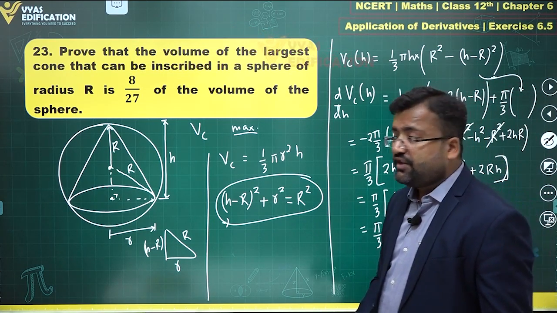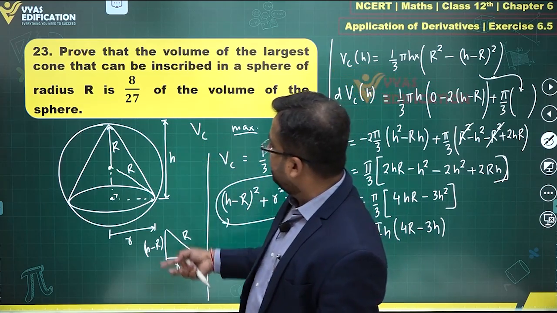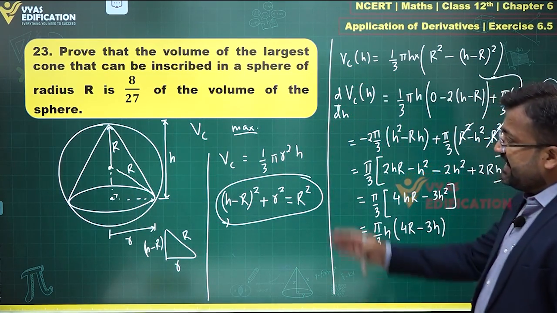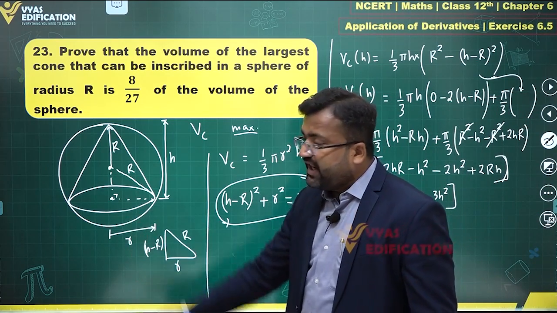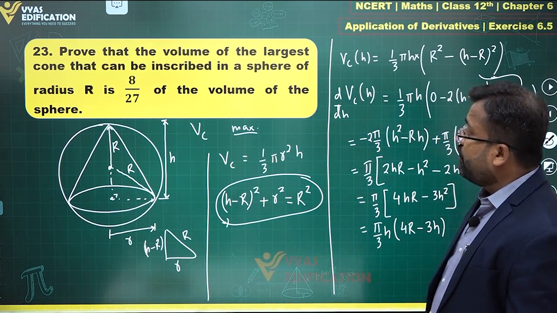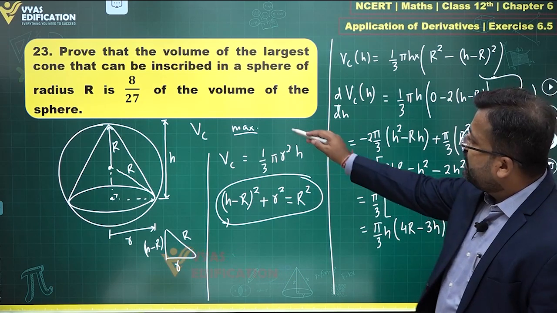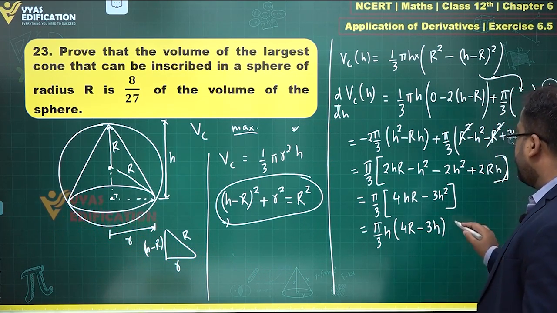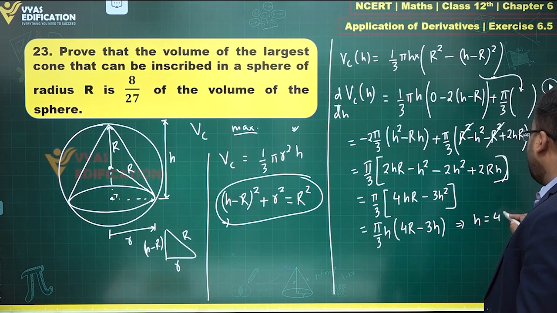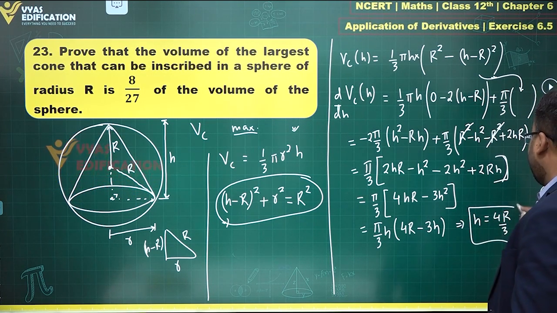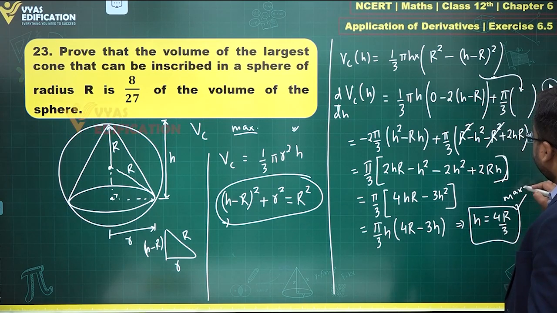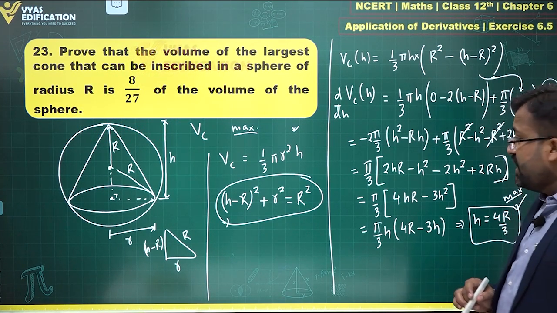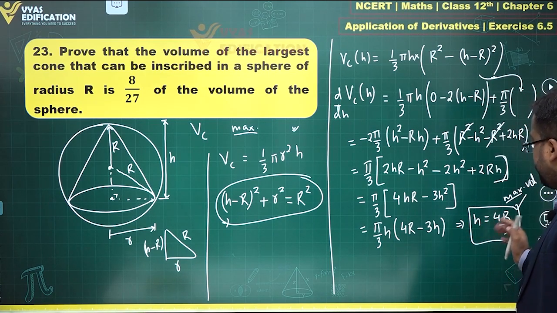You can observe that h equals 0 would imply the volume of the cone will be minimum, and if h increases beyond a certain point, you will also get again the volume of the cone to be minimum. So if the volume of the cone has to be maximum, the critical point h equals 4r by 3 gives me the maximum volume. That's what you can observe over here. Okay. Once you observe this much, h equals 4r by 3.